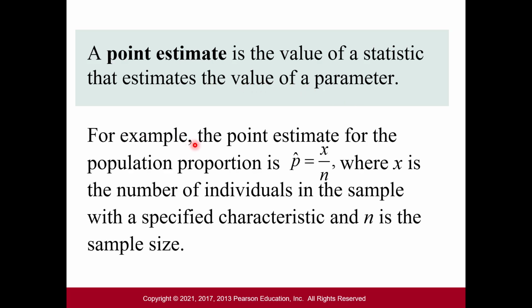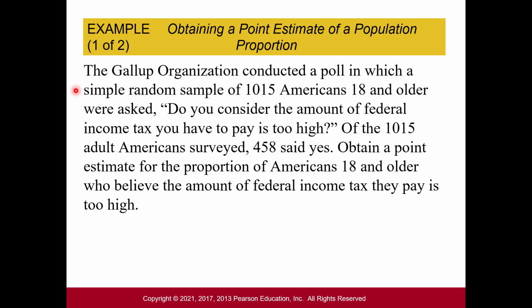For example, the point estimate for the population proportion is p hat, we've seen this before, which equals x over n. And remember, x is the number of individuals in the sample with a specified characteristic, and n is the sample size. So let's take a look at this one here.